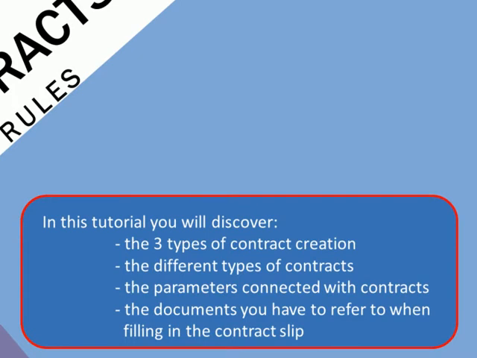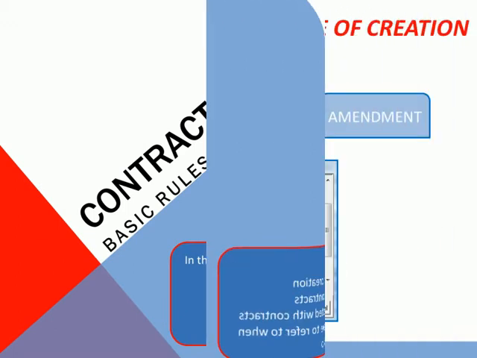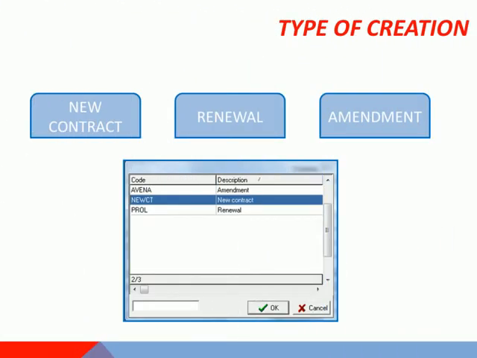In this tutorial, you will discover the three types of contract creation, the different types of contracts, the parameters connected with contracts, and the documents you have to refer to when filling in the contract slip. There are three types of contract creation in HOMERE: new contract, renewal, and amendment.